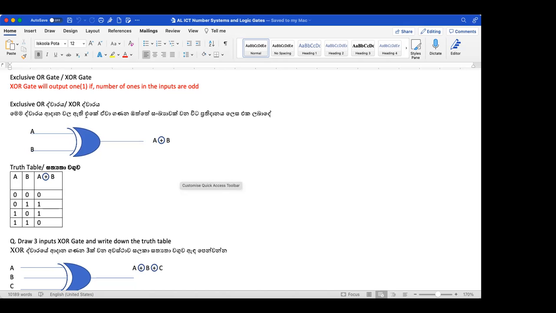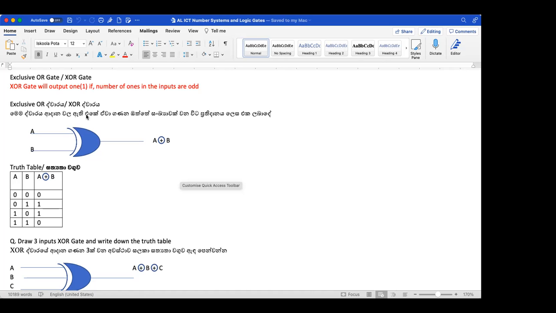This is the XOR gate. Based on its behavior, you can treat the XOR gate as an odd-even gate. That means if an odd number of ones are there, XOR will output 1. Here B is 1, an odd number of ones, so XOR outputs 1. Here A is 1, so the output is 1. Here A and B are both 1, an even number of ones, therefore the output is 0. XNOR is the reverse of that.